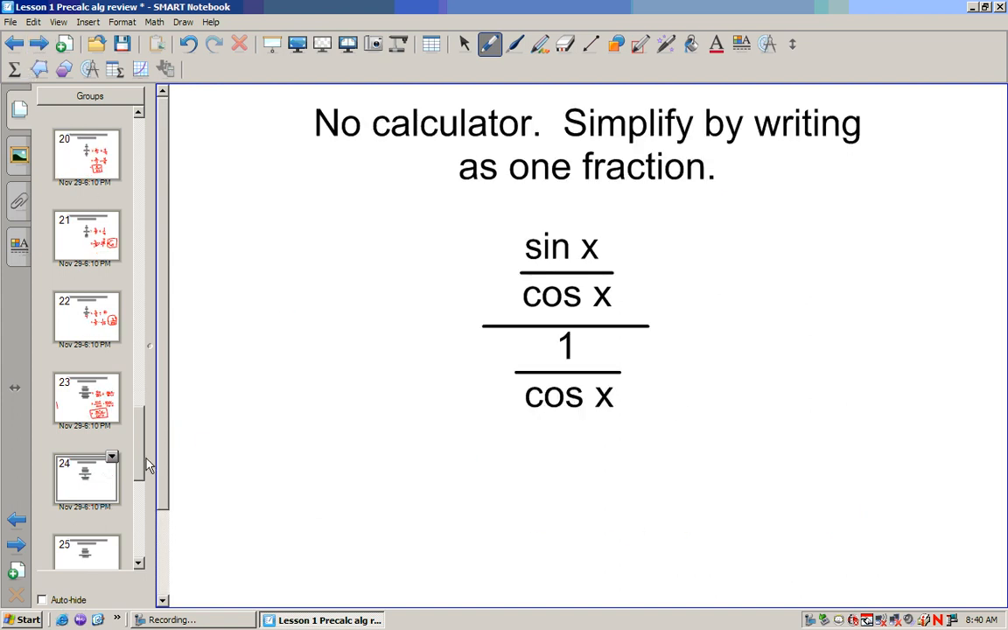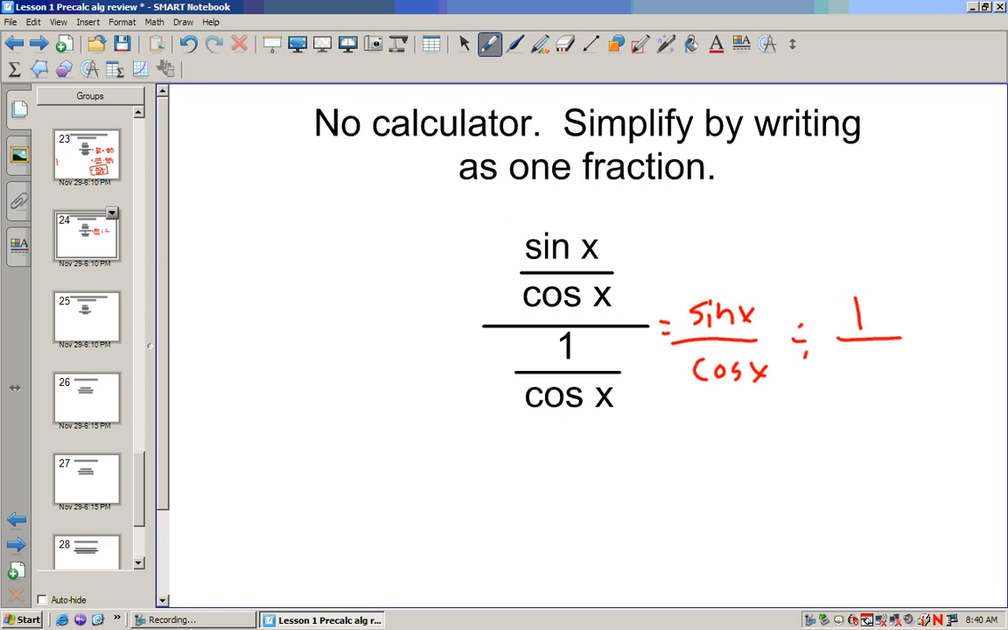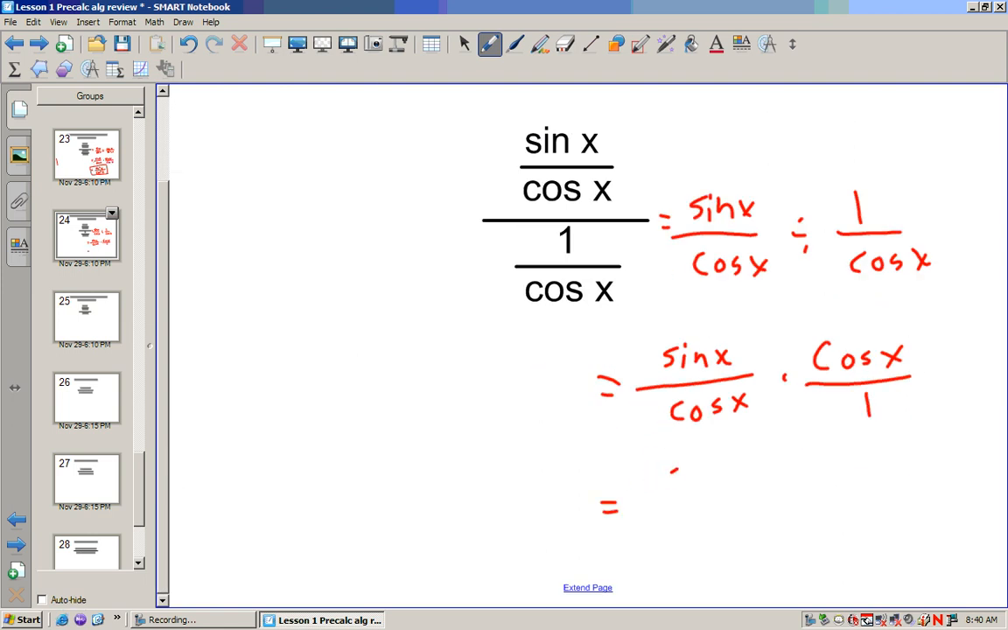Alright, try this one on your own and see how far you get. We have sine x over cosine x divided by 1 over cosine of x. So I multiply by my reciprocal. And so I have sine x. Now cosine divided by cosine just cancels out, so it's sine x over 1, which is just sine of x. So that's my answer.